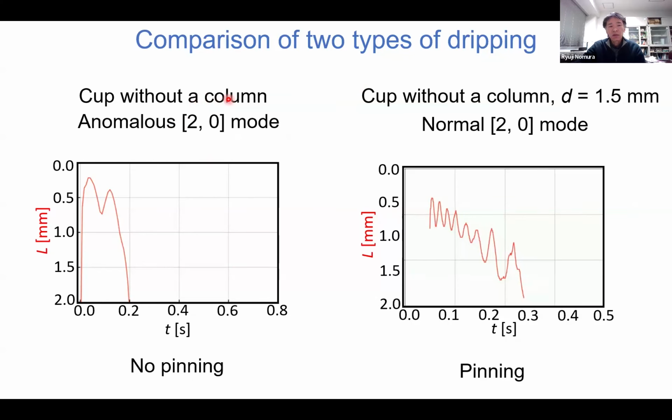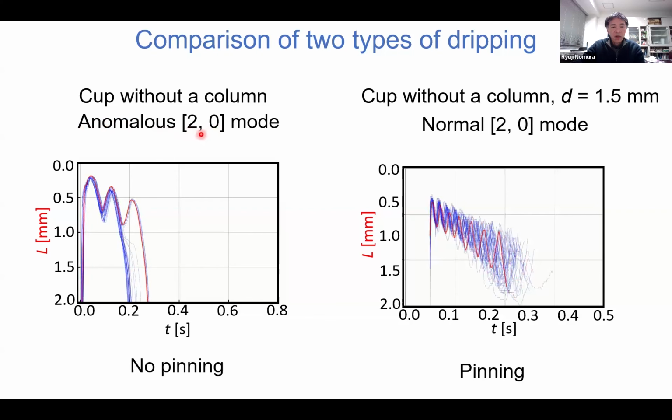Okay, so let me compare two cases. This is the initial one, the cup without a column, and the anomalous to zero. And this is the later case. We have a column of 1.5 millimeter diameter. In this case, we have a normal to zero. So let me show the trajectories. In this case, we have no pinning, and the oscillation is the anomalous to zero.